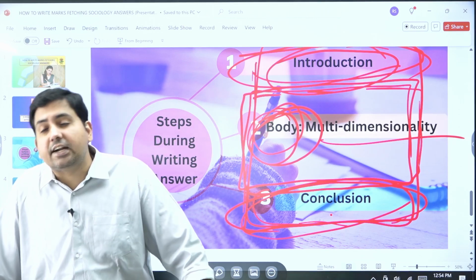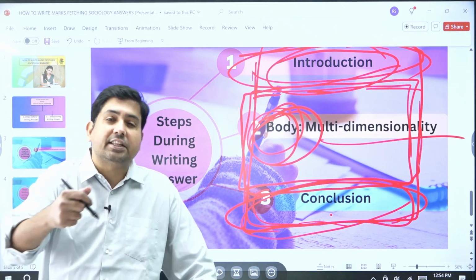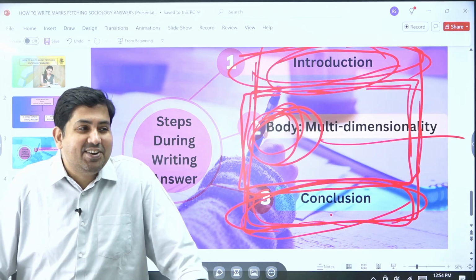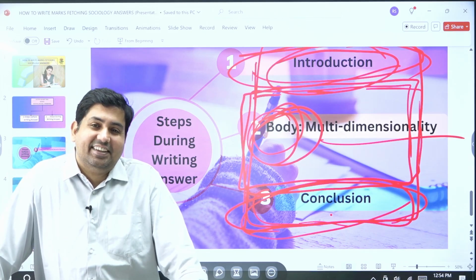But do not unnecessarily keep stuffing them in, as we say in Hindi, ghusadte ja rahe hain. No, that is not going to help you. That should be relevant.